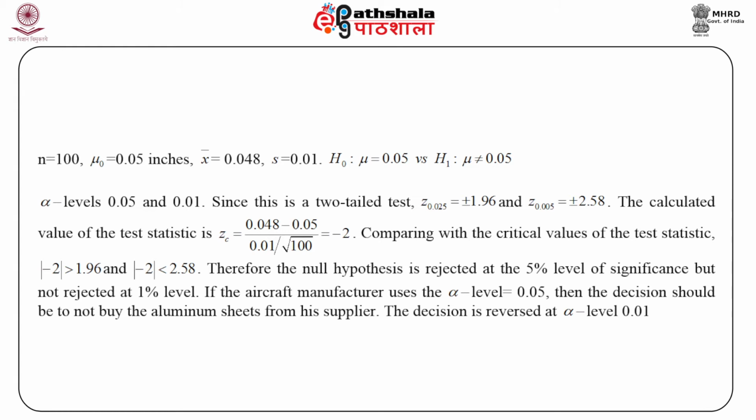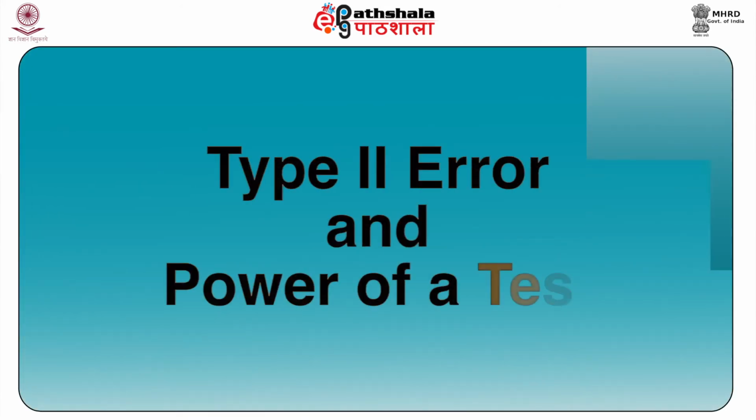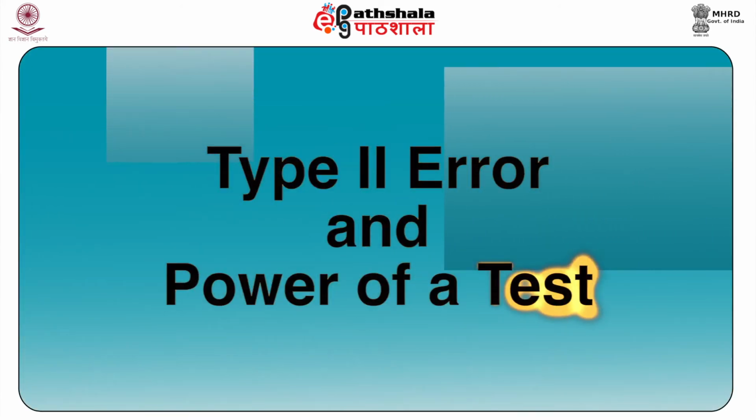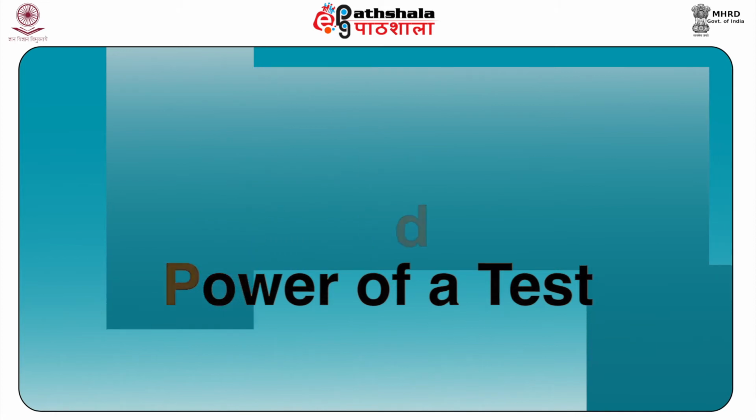So if the aircraft manufacturer uses the alpha level 0.05, then the decision should be to not buy the aluminum sheets from his supplier. The decision is reversed at alpha level of 0.01. Let's now try to understand what is type 2 error and power of a test.